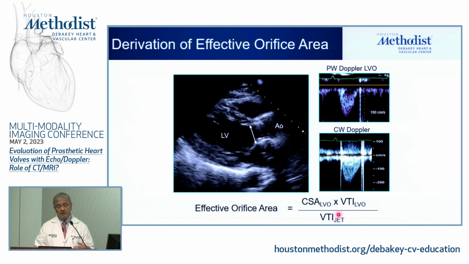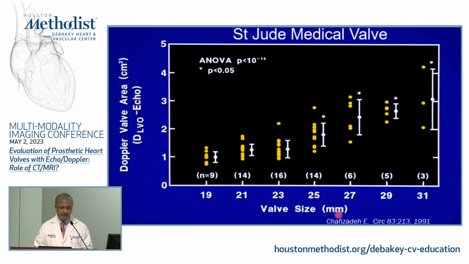And that's why we derive, using the continuity equation, an effective orifice area to incorporate flow into these measurements, and therefore you end up with an effective orifice area that is less dependent on flow changes. And you could see how tight the relation is of effective orifice area versus valve size compared in the same cohort that I showed you earlier, right?